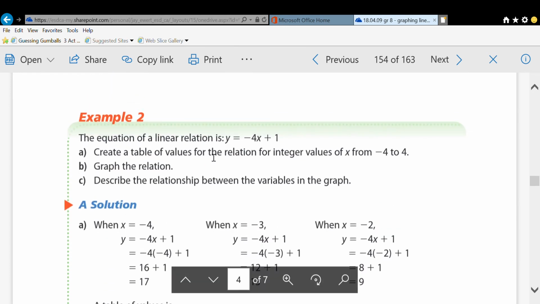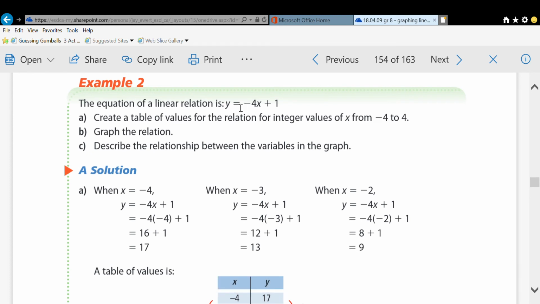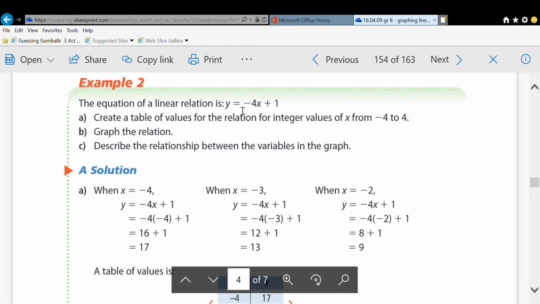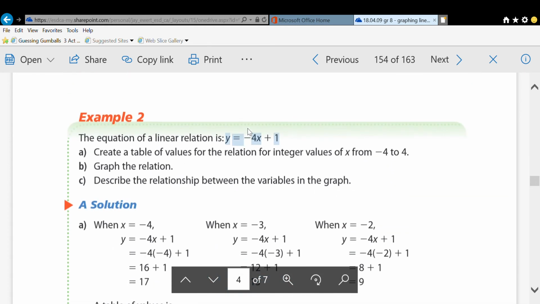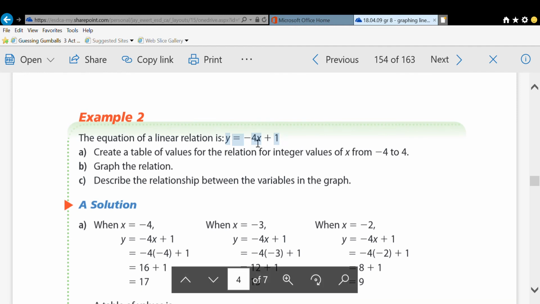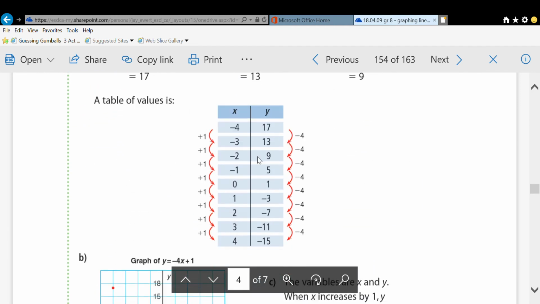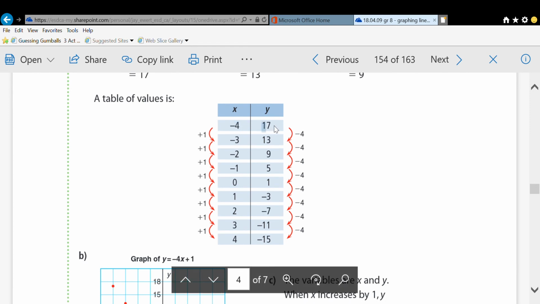Next example. Now this is more closely related to what you did in 6.6. It says the equation of a linear equation is this. So once again we're doing if x is something, what would y equal? So let's go to our table. If x was minus 4, well, minus 4 times minus 4 would be 16 plus 1. So y would equal 17. If x is minus 4, then y would be 17.